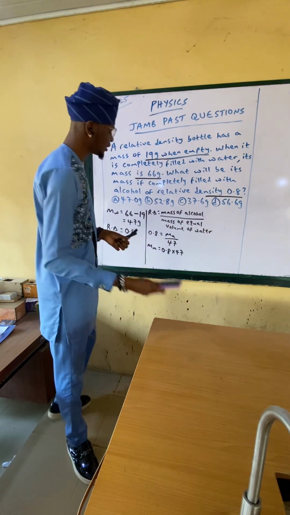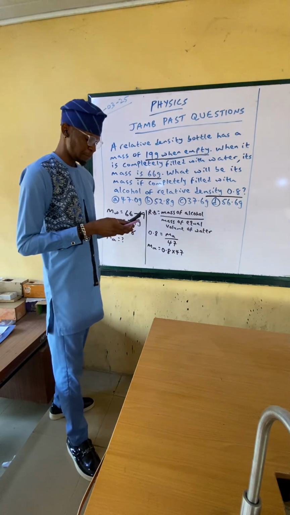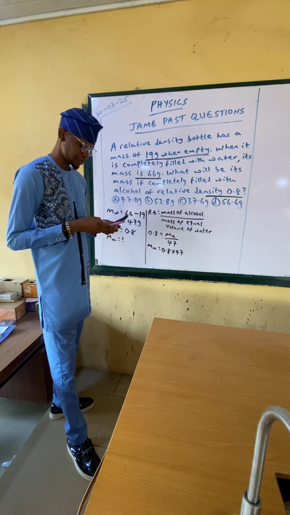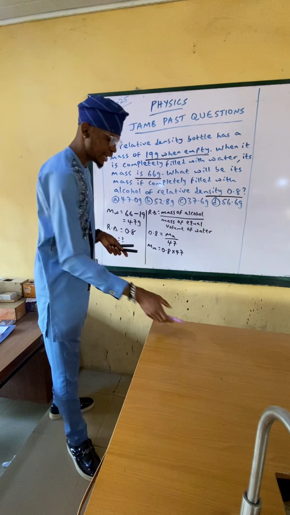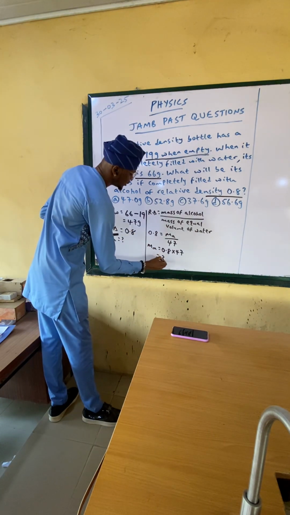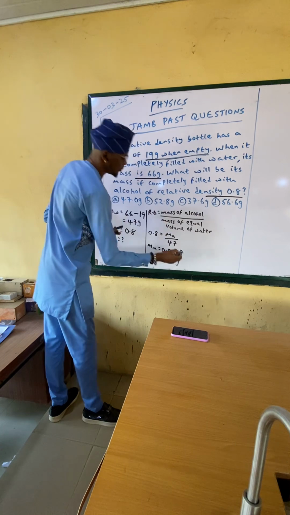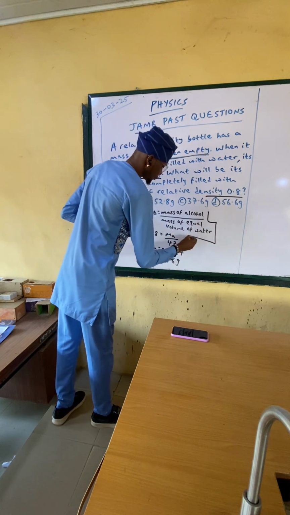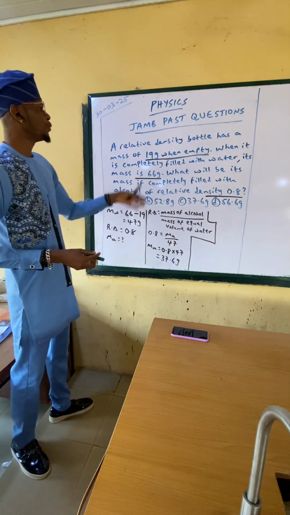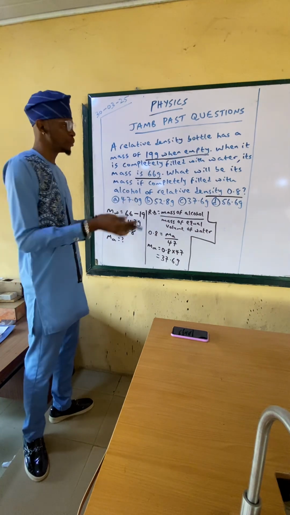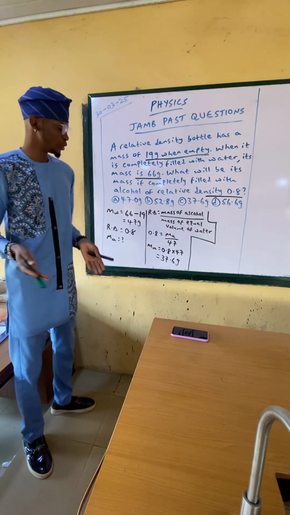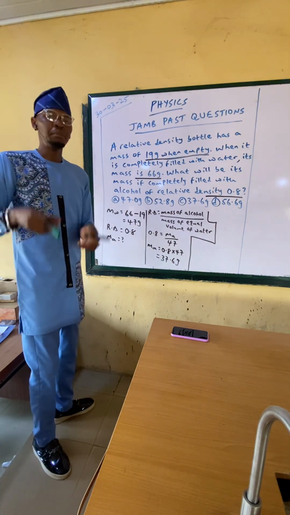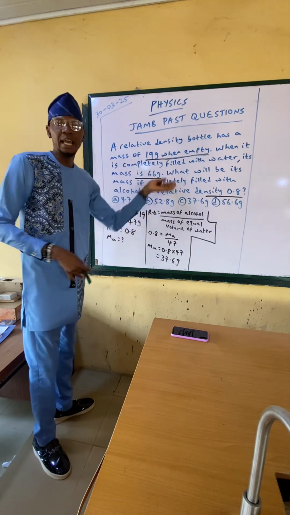So if I multiply 0.8 by 47, I have 37.6 grams. That's the mass of alcohol. But the question says we should find the mass of the density bottle when it is filled with alcohol. Don't forget, this 37.6 grams is just the mass of alcohol. We need the mass of alcohol plus the empty density bottle.